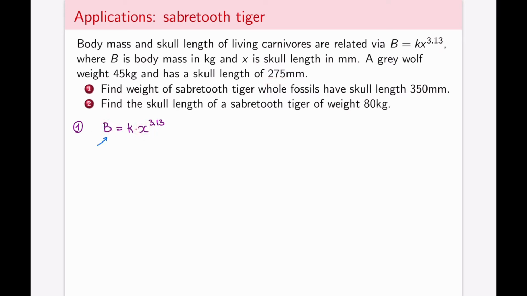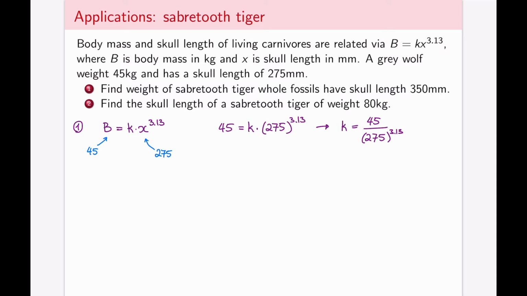So I can plug that in, 45 for b and 275 for x. And that will allow me to solve my equation directly for k. So I'm going to have 45 is equal to k times 275 to power 3.13. Okay, I can plug all of these into a calculator, and what I'm going to end up with is the value for k, which is going to be some number, but I'm actually going to keep it as a fraction in sort of calculator-ready form, so we can see exactly what it is and where it appears.